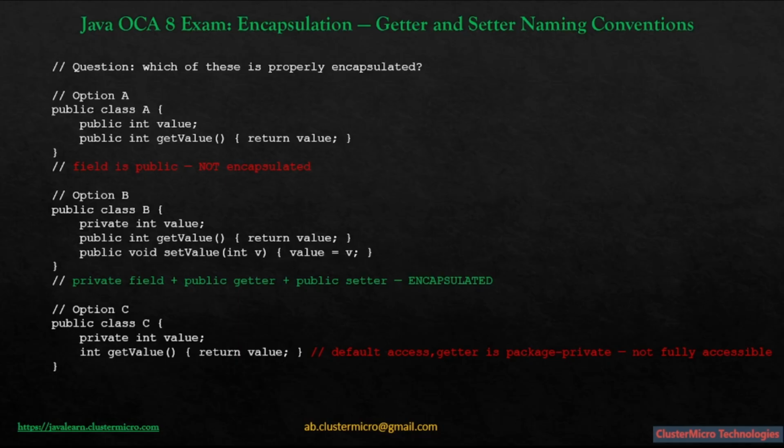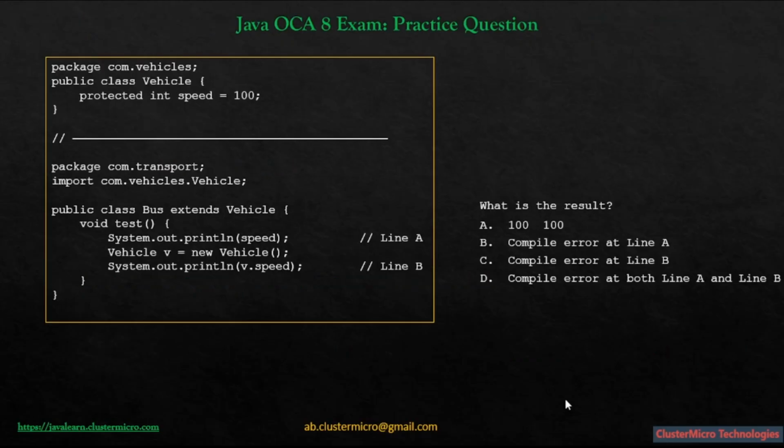Okay, practice question, right? So what is the question? The question is: package com.vehicles; public class Vehicle { protected int speed = 100; }. Then we have another package, com.transport, which imports com.vehicles.Vehicle, and public class Bus extends Vehicle { void test() { System.out.println(speed); Vehicle v = new Vehicle(); System.out.println(v.speed); } }. So what is the answer, right?